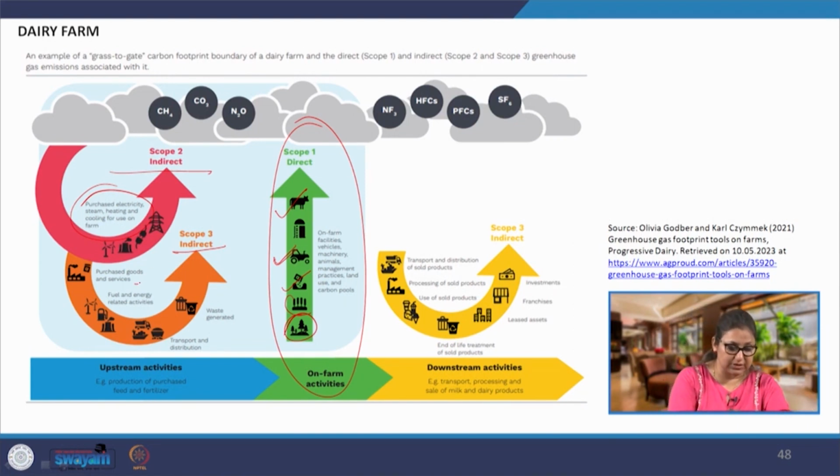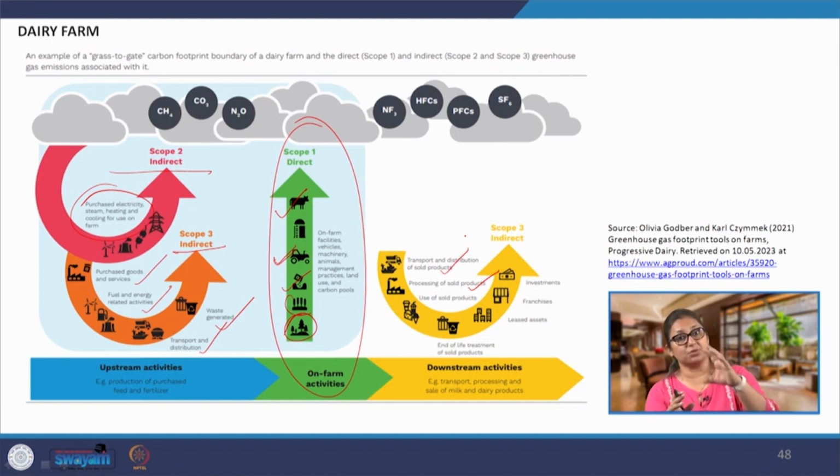So, purchased goods and services, fuel and energy related activities, waste which is generated during the upstream activities, and transport and distribution, which we have seen. We also have downstream activities and scope 3 indirect emissions as part of that. So, for a dairy farm it could be the processing of the sold products, and the transportation and distribution of the sold products.